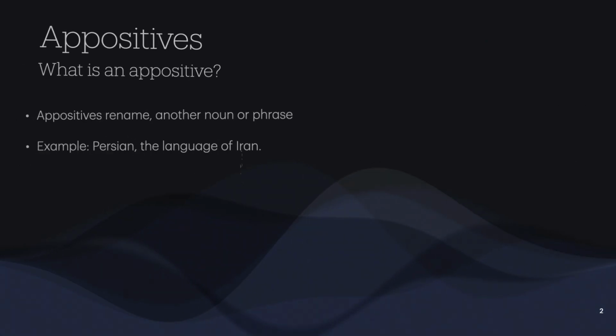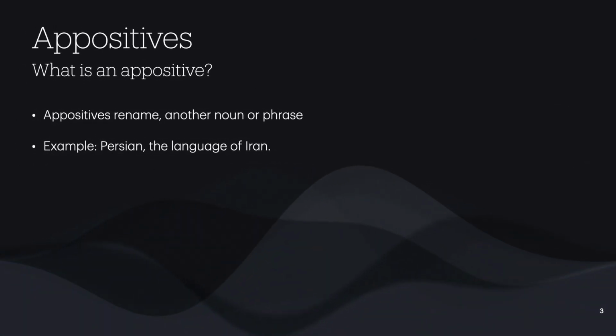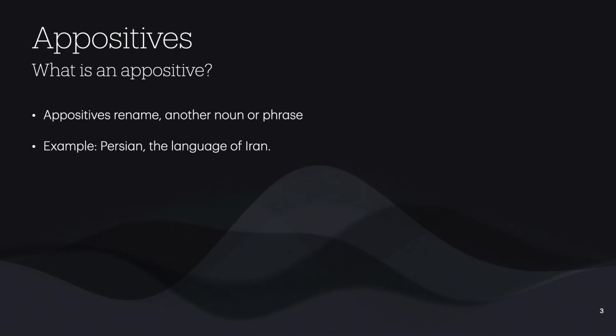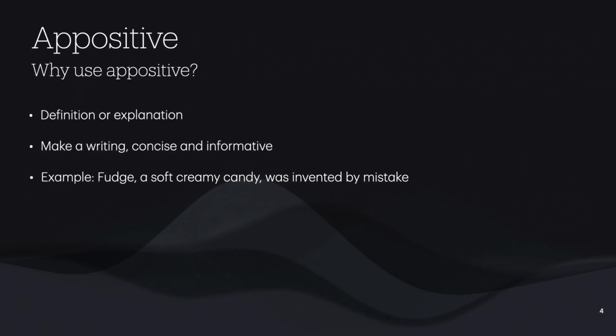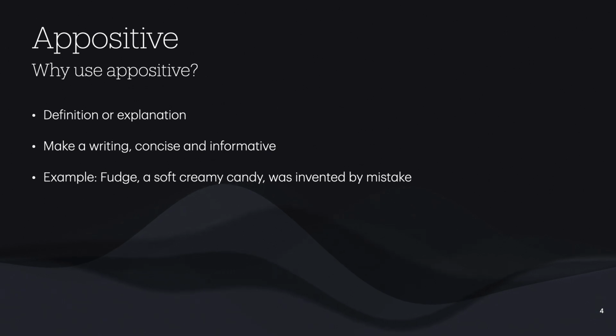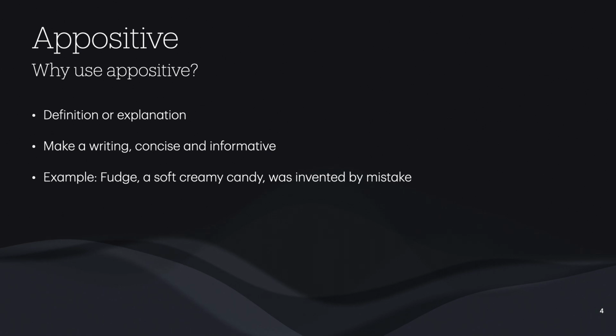Appositives. What is an appositive? Appositives rename another noun or phrase. An example would be Persian, the language of Iran. Why do we use appositives? Well, they give a definition or explanation, and make writing concise and informative. An example would be: fudge, a soft creamy candy, was invented by mistake.